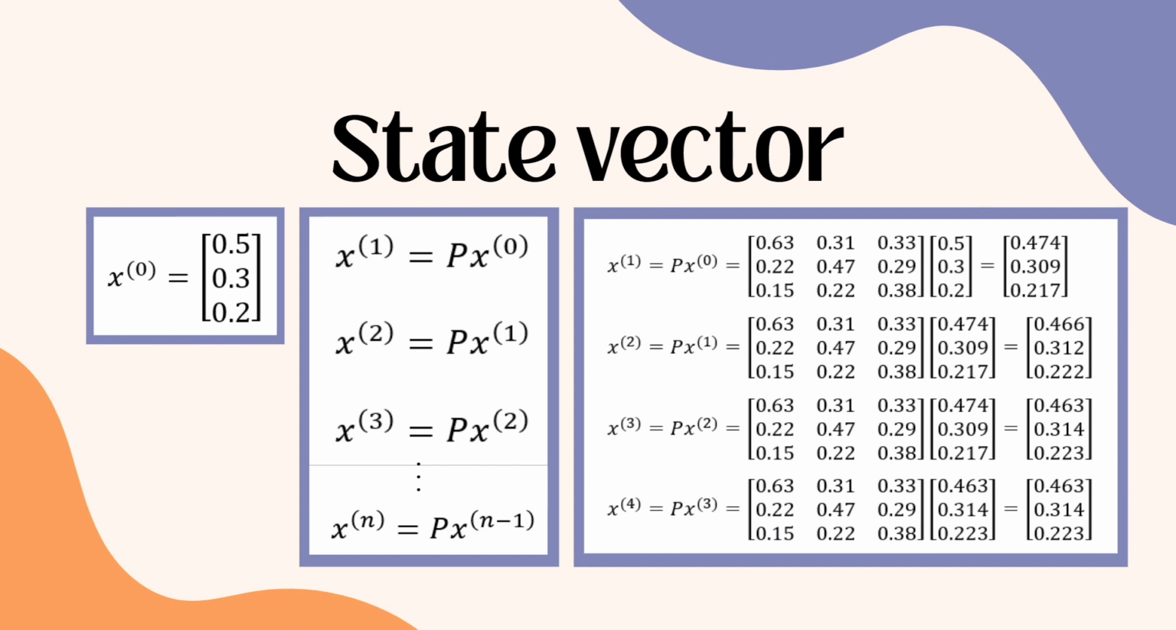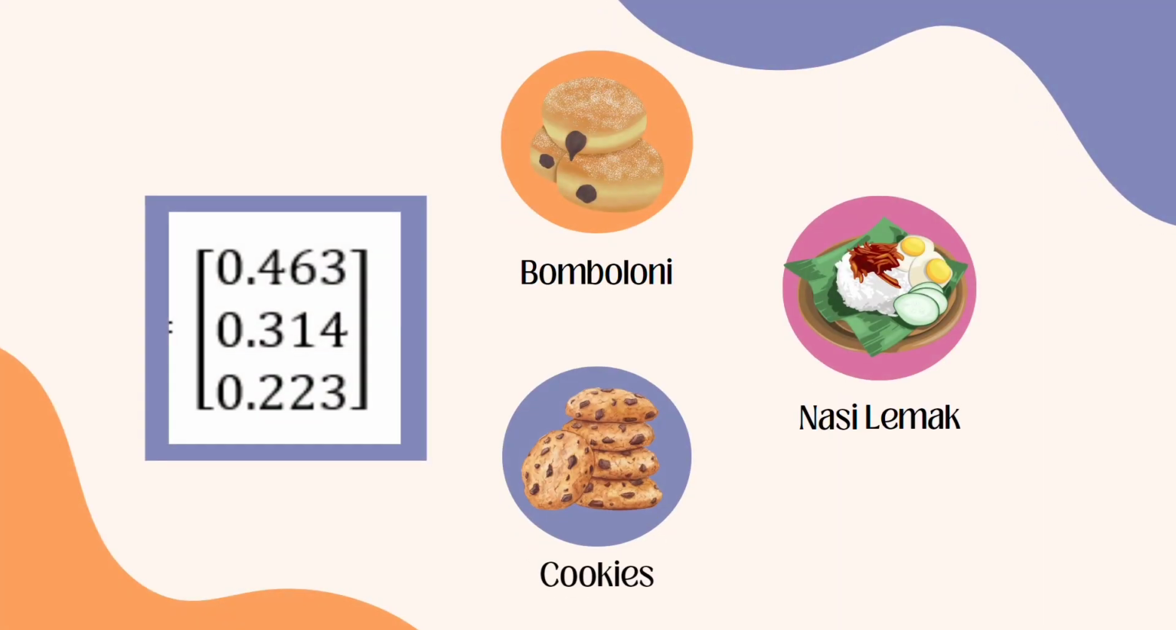And as we can see here, we found out that over time, the state vector is going to be a fixed number. At the end, we will see that the probability of bomboloni to get sold is 0.463, the probability of nasi lemak going to be 0.314, and the probability of cookies to get sold is 0.223. So what can we conclude from this information?